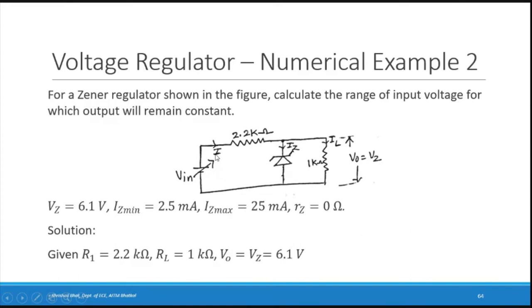Here it is shown that the current through the resistance 2.2K is I. So we will use this notation I instead of IR. What you can observe is I is the current entering this particular node. So I is equal to Iz plus IL. Current entering the node is I. Currents leaving the node are Iz and IL. So using Kirchhoff's current law, you can say I is equal to Iz plus IL. We will use that to find the value of Vin.